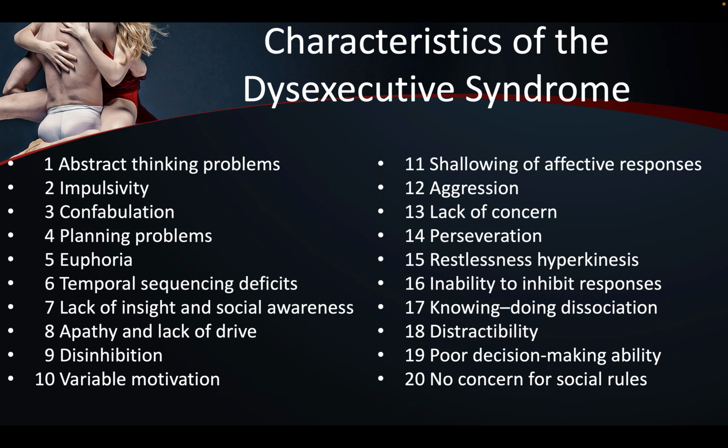Planning problems, euphoria, temporal sequencing deficits, lack of insight and social awareness, apathy and lack of drive, disinhibition, variable motivation, shallowing of affective responses, aggression, lack of concern, perseveration, in other words, repeating the same thing over and over again, restlessness, hyperkinesis, inability to inhibit responses, knowing-doing dissociation, distractibility, poor decision-making ability, and no concern for social rules. These are the problems with people with prefrontal damage.